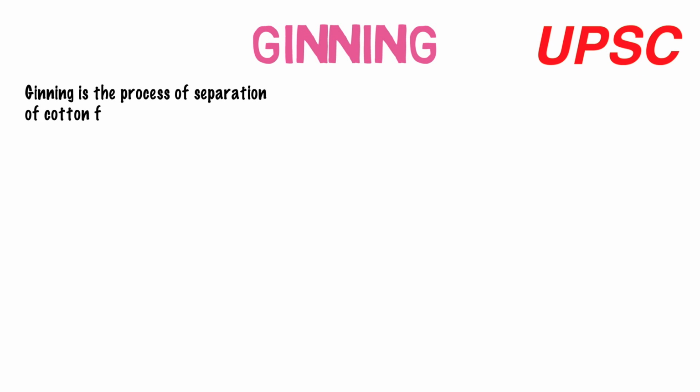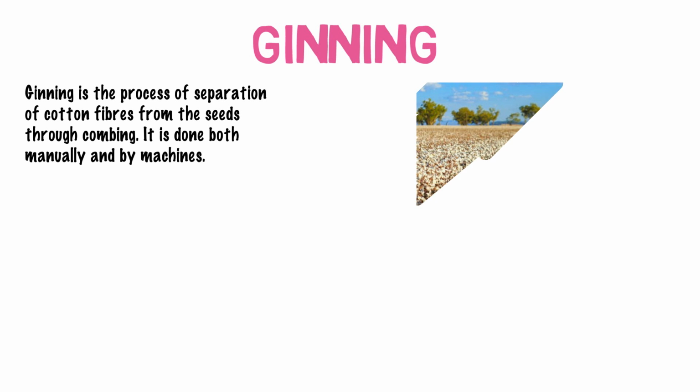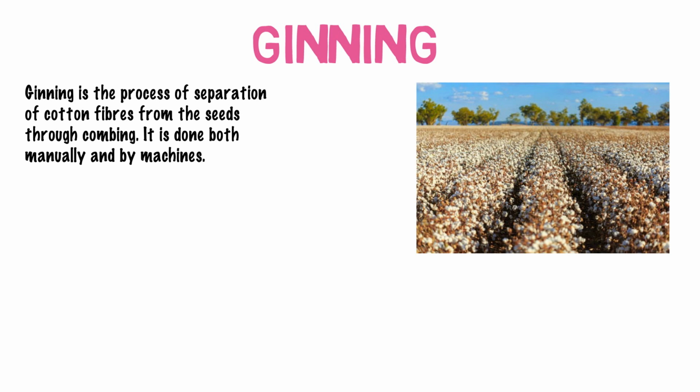So this is the definition of ginning. The process used to separate out the fiber so as to get cotton fiber. And what do we separate it out from? The seeds. Now look at this picture. It shows the fruits of the cotton plant pictured in a cotton field. These fruits of the cotton plant are known as cotton bolls.